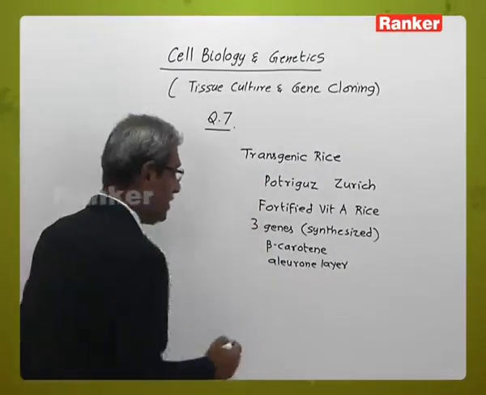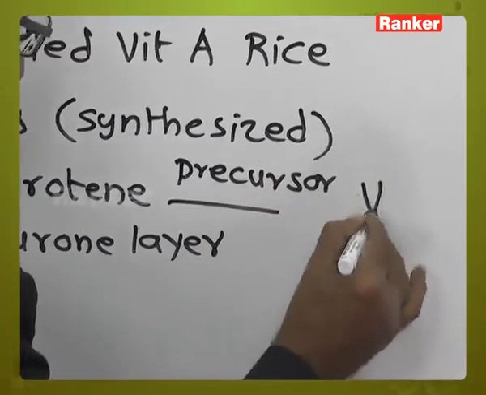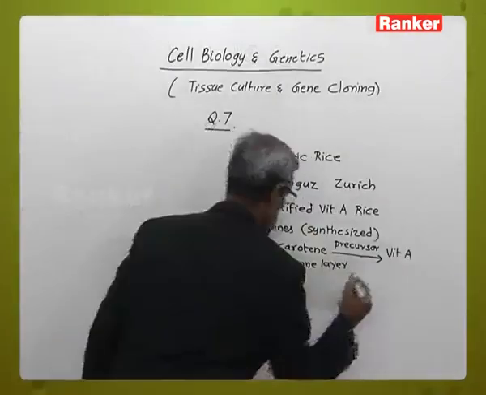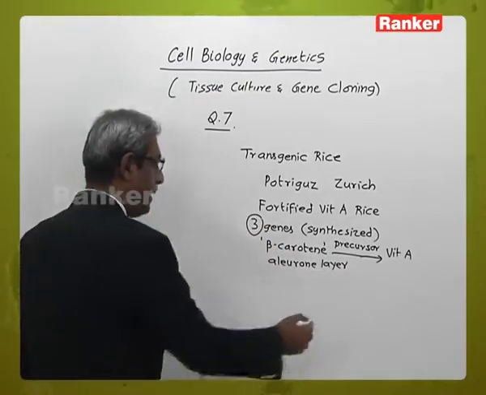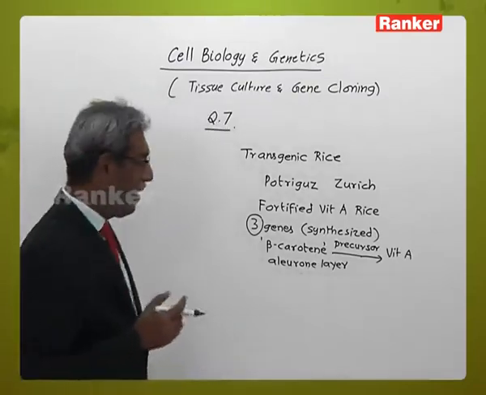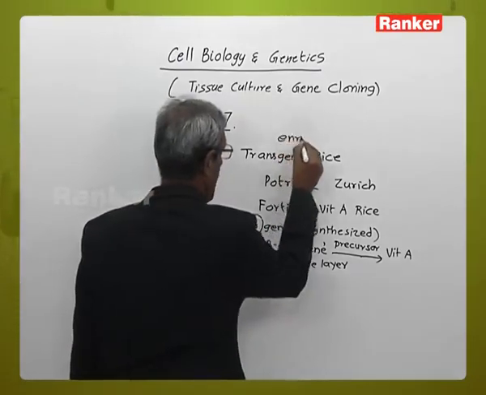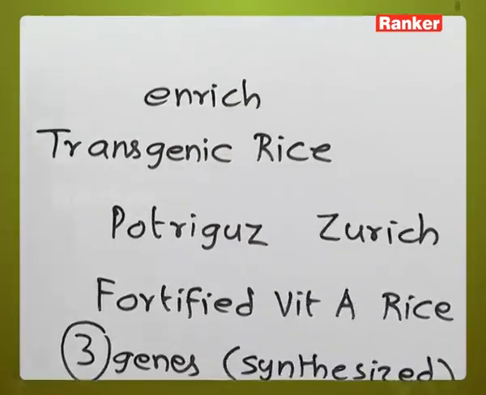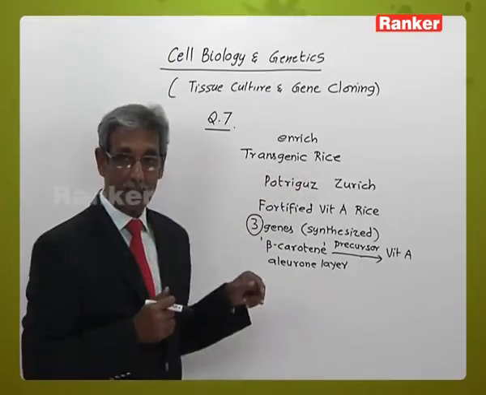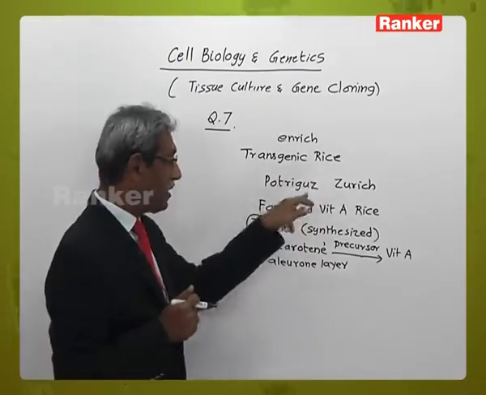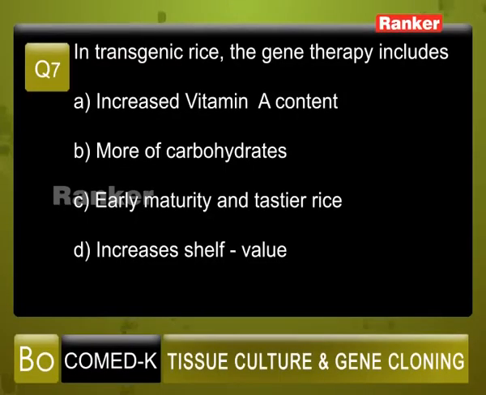So, beta carotene is a precursor for vitamin A. So, synthesis of beta carotene involving 3 genes primarily led to the development of fortified vitamin A rice, that is vitamin A was fortified, was enriched. So, there was enriching of the rice plant so that when people consume rice they could get vitamin A after digestion. So, this is primarily termed as transgenic rice. So, transgenic rice is always related to vitamin A in the case of rice content. Hence, the answer is A.